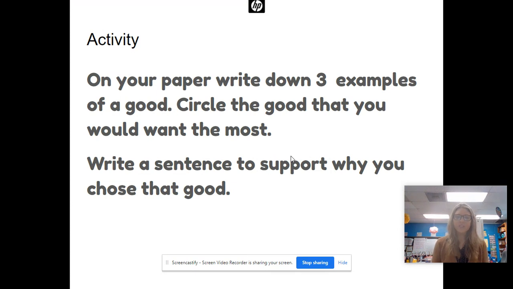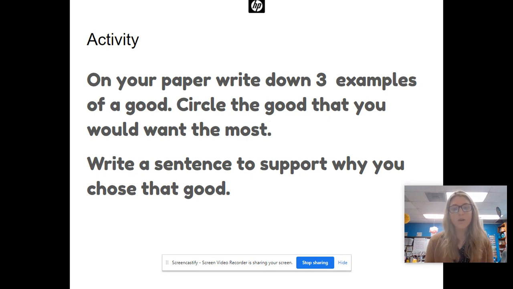So now what I would like you guys to do is on your paper, write down 3 examples of a good. It could be a Ferrari, a phone, and pizza. Okay, it could be any 3 examples of a good. Then I want you to circle the good that you want the most. For example, I want a Ferrari, so I would circle that. Then write a sentence to support why you chose that good. So I would say, I chose a Ferrari because that is my favorite car.